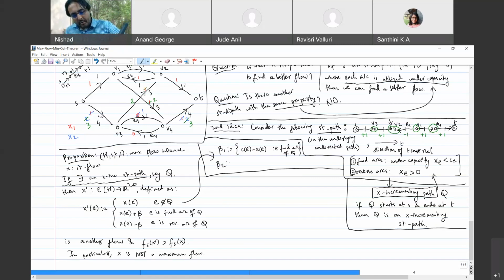And beta 2 is going to be, for all the reverse arcs, just take the minimum of the X value, because you can't choose a beta bigger than that. Otherwise, that arc will become a negative X value arc. So if E is a reverse arc, then you choose this, right? And beta is the minimum of beta 1 and beta 2, right? So this is the best you can do in order to still have a flow, which will therefore necessarily satisfy the capacity and conservation constraints.